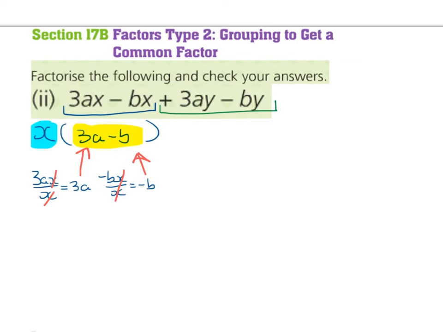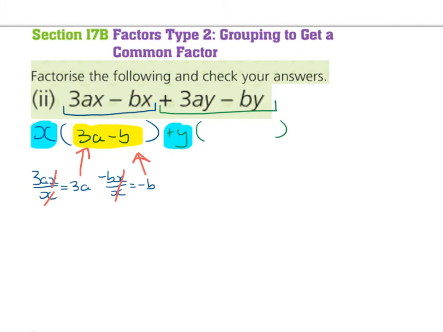So this is the first time that we've seen a minus, so make sure that you write minus b and not plus b, because minus bx divided by x, the x's cancel, leaving us with minus b, not b. Now we do the same with the right two terms. So 3ay minus by, the y is common, so y is our HCF.